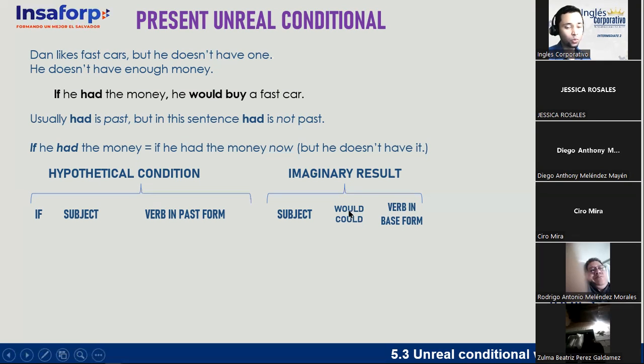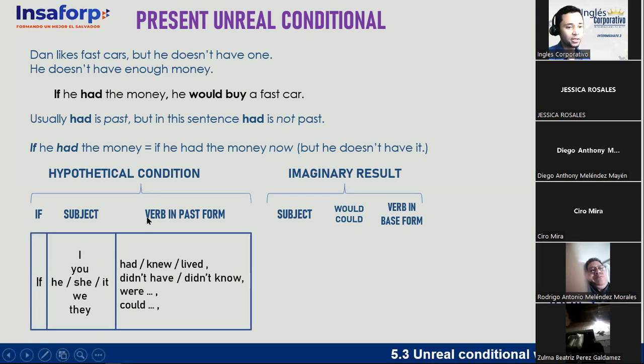Why? Because would and could are modal auxiliaries. And if you remember section 4 from this level, when you have a modal auxiliary, the verb that follows has to be in base form. That's a rule, okay? So let's see some examples. Well, this is more like structural examples.